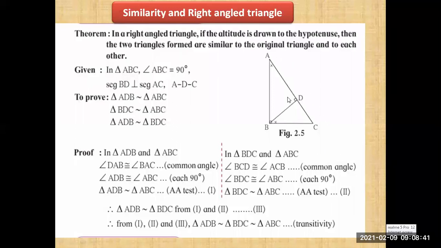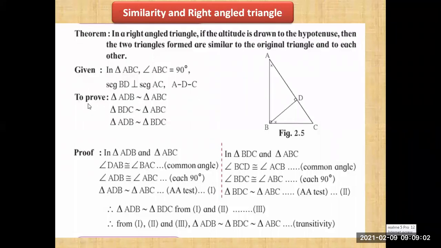Okay, first draw the triangle ABC. B is 90 degrees, BD is the altitude. Then write down the given in triangle ABC. Angle ABC is equal to 90 degrees. Seg BD is perpendicular to AC. From this we write A, D, C are collinear.